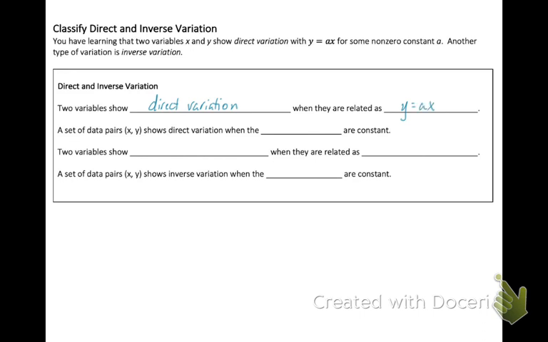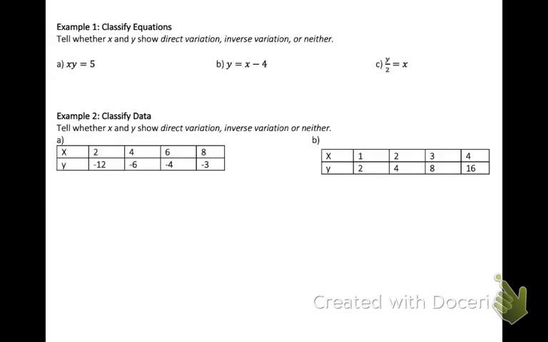So a set of data pairs show direct variation when y divided by x equals some constant. Now two variables show inverse variation when they are related as y equals some number value divided by the other one. So they show an inverse variation relationship when, if you multiply them together, you get a constant.